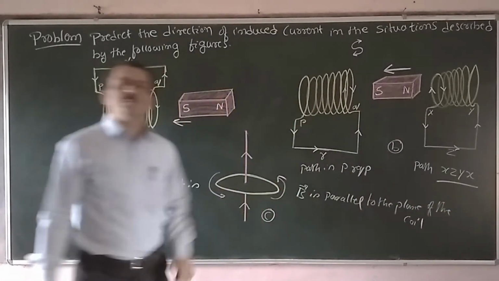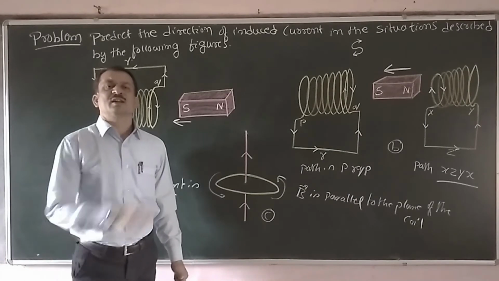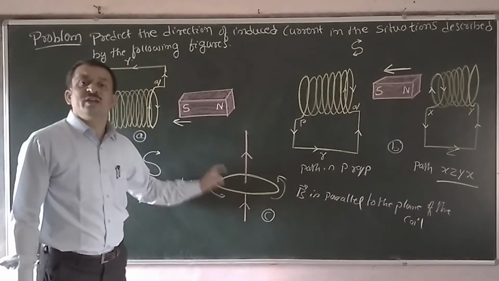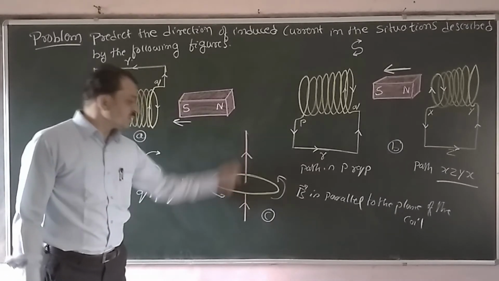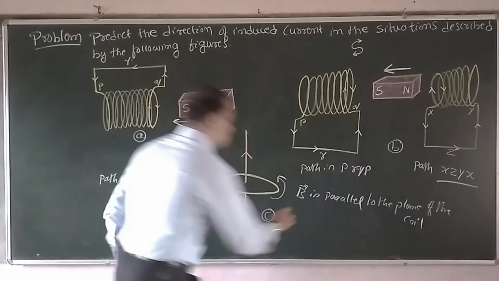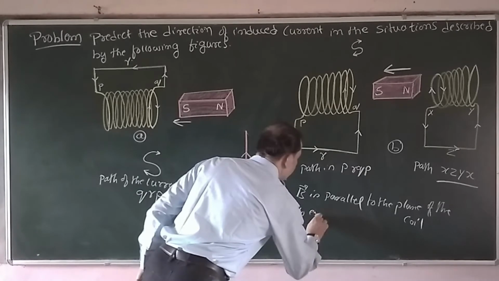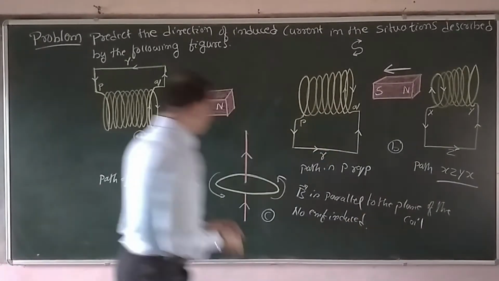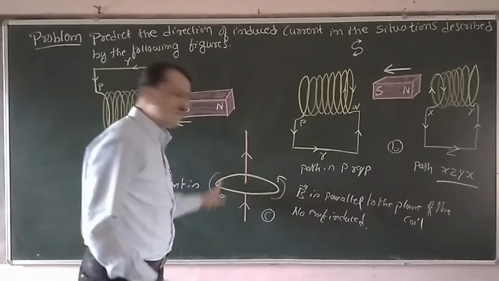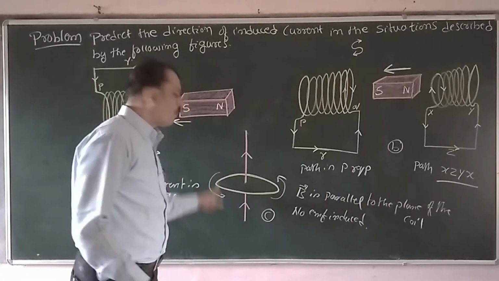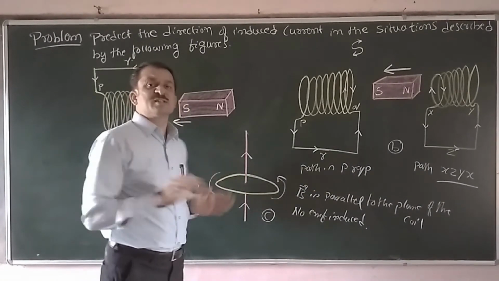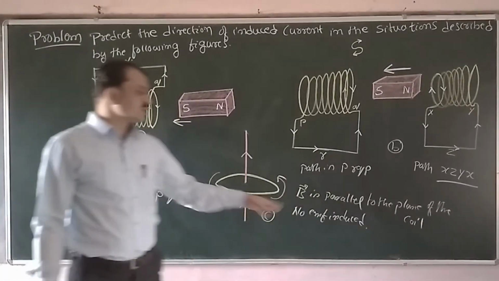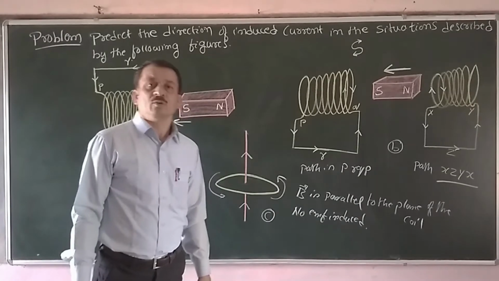Since it is parallel to the plane of the coil, the cross product obviously becomes 0. Therefore, there is no EMF induced in this diagram. No EMF induced. Why? Very simple. The magnetic field lines are parallel to the plane of the coil. Since they are parallel to the plane of the coil, the EMF induced is 0.